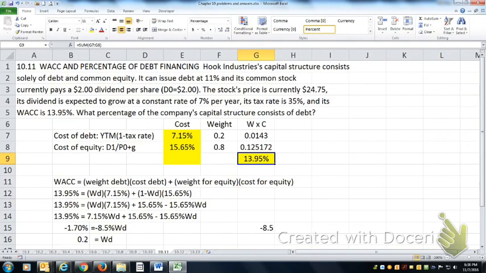So the cost of debt is 7.15%. The weight of debt is 0.2, or 20% of the capital structure. All right. So a lot of gratuitous arithmetic, but heck, it's always fun solving problems using those God-given talents we know in algebra.